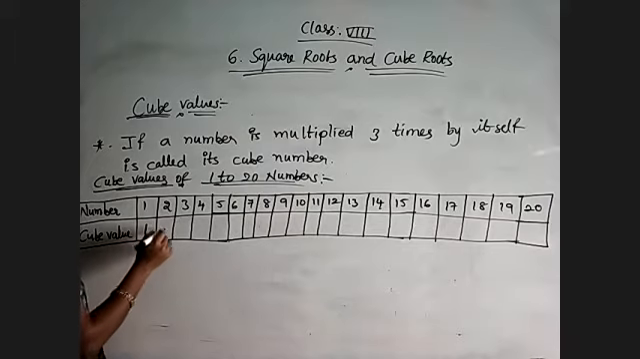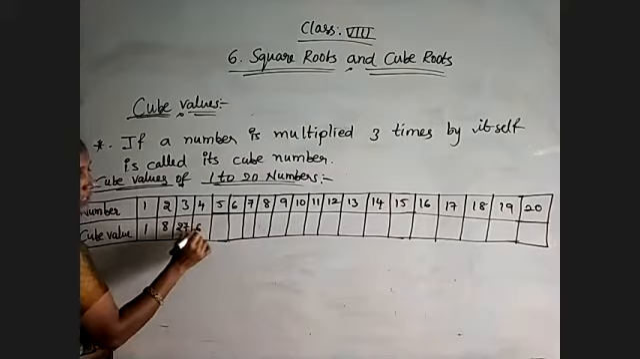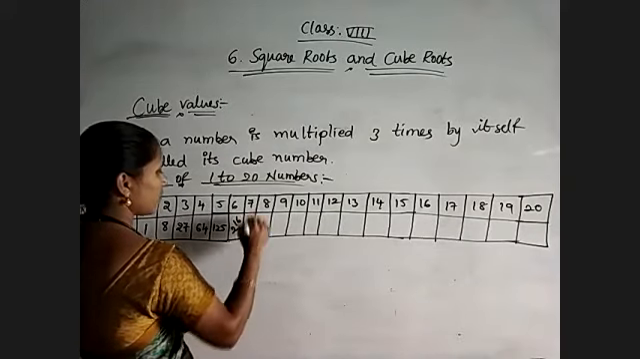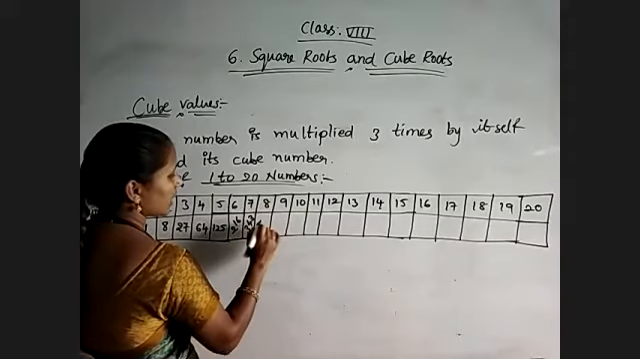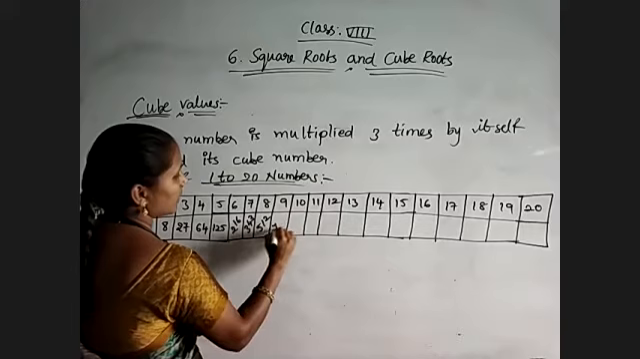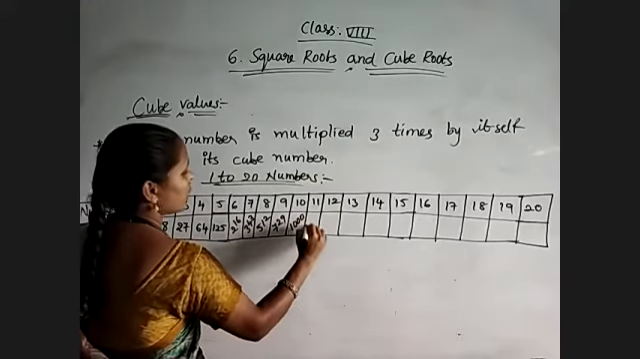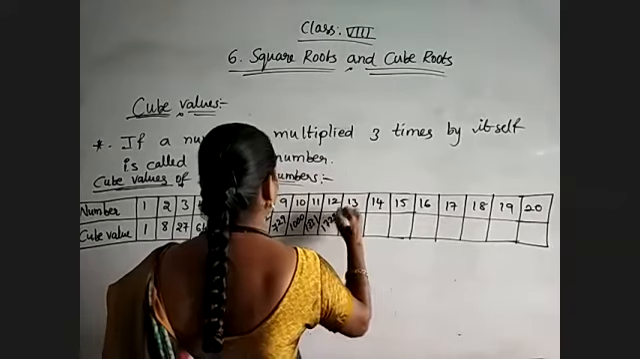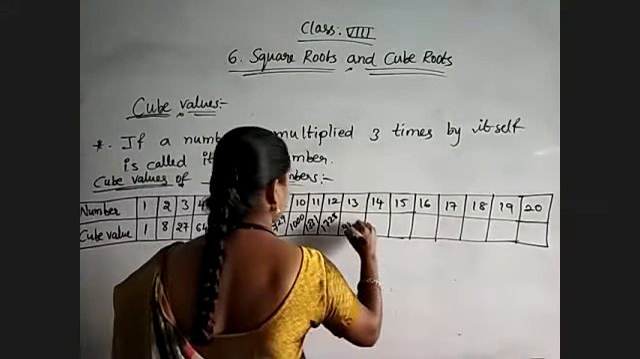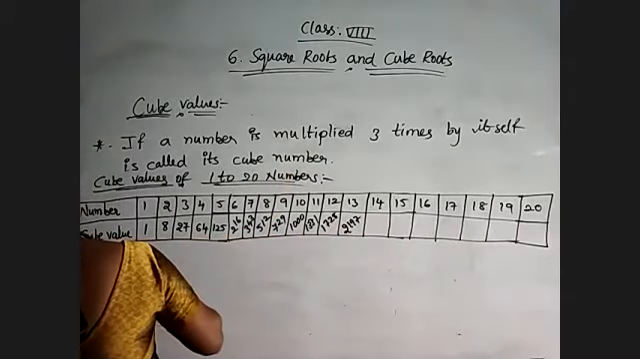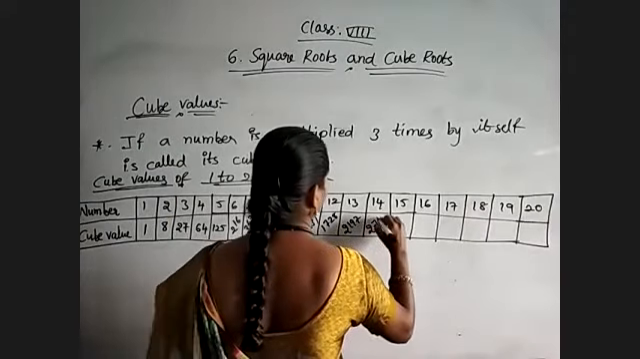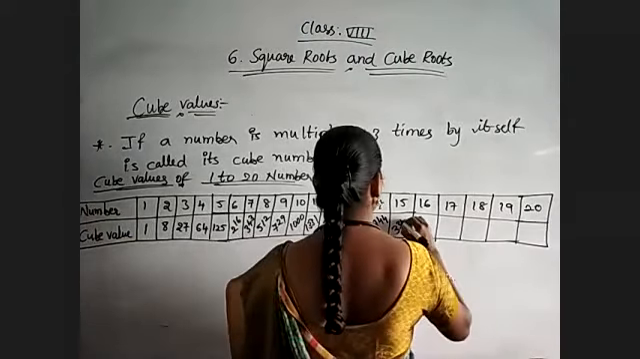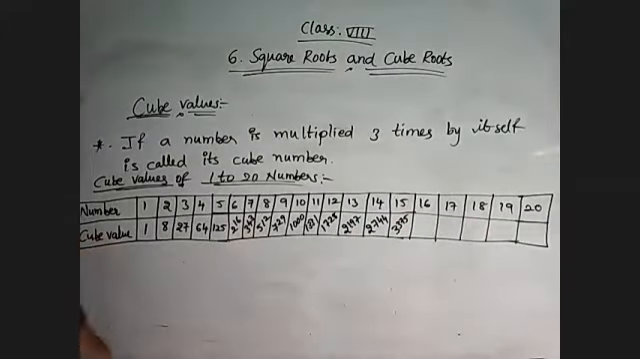1 cube is 1, 2 cube is 8, 3 cube is 27, 64, 125, and for 6 we are getting 216, for 7 343, and for 8 we are getting 512, 9 729, and 10 is 1000, 11 1331, and for 12 just now we did 1728, and for 13 we will get 2197, 14 2744, 15 3375, 16 4096.